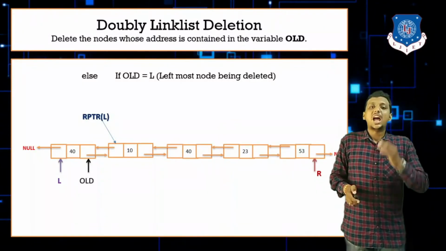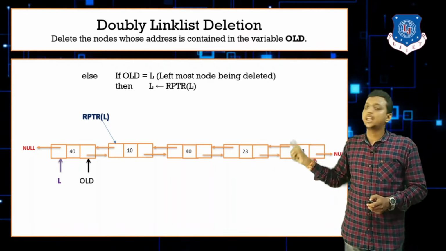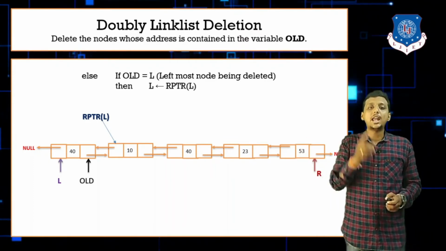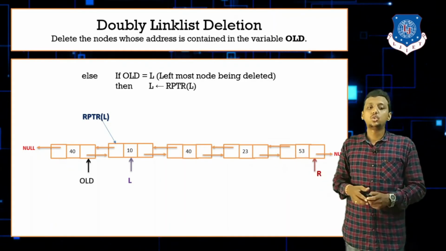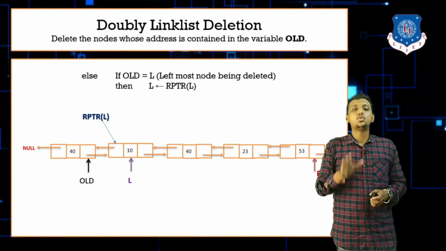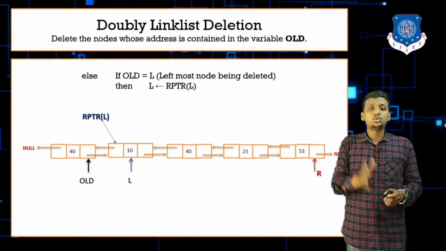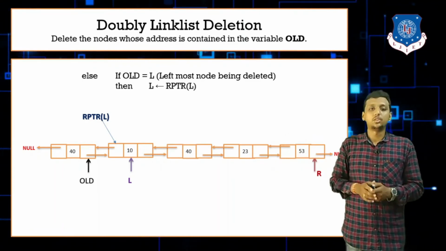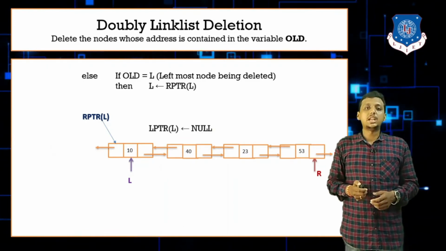Okay, so I just need to write only one statement, and that is L arrow RPTR of L. So here my L pointer is moved from 40 and goes to 10. This is how I can remove my L. So students, this is how I can remove my leftmost node. So it is gone. Now, what about the next condition?